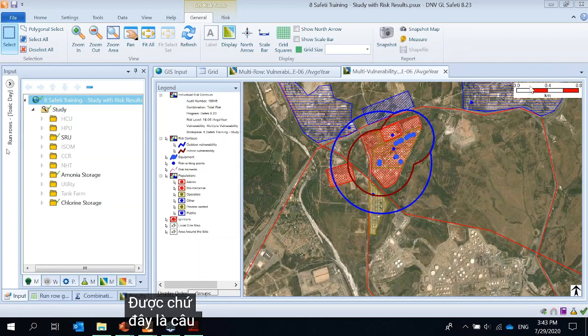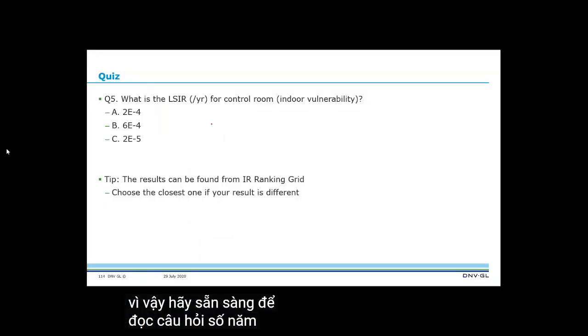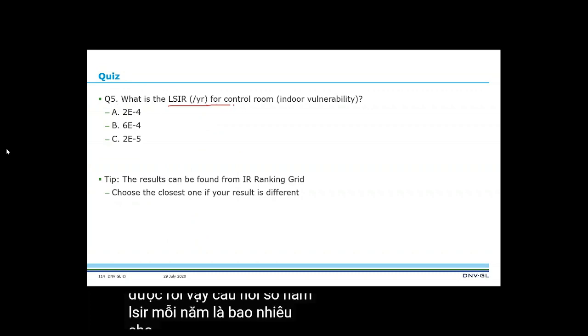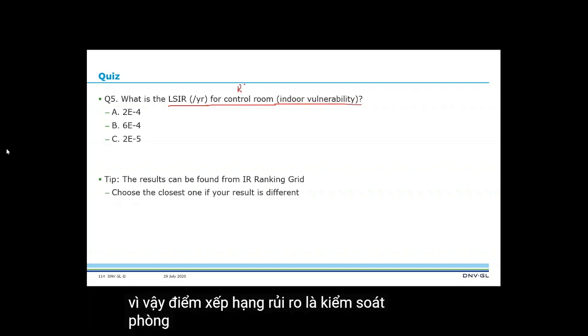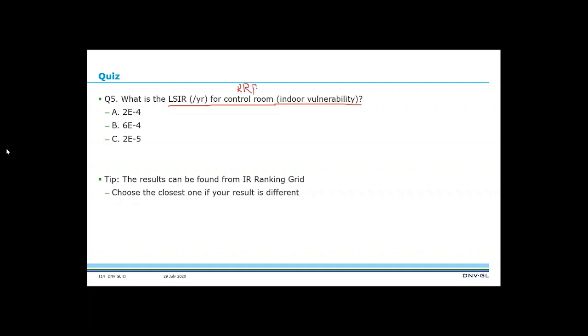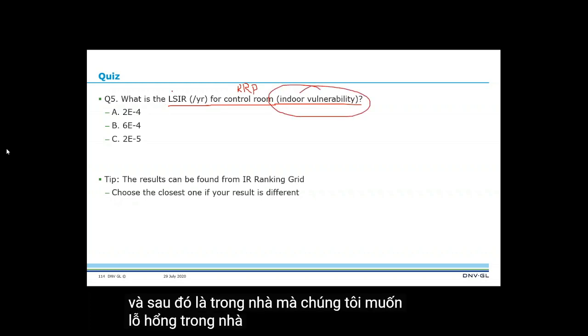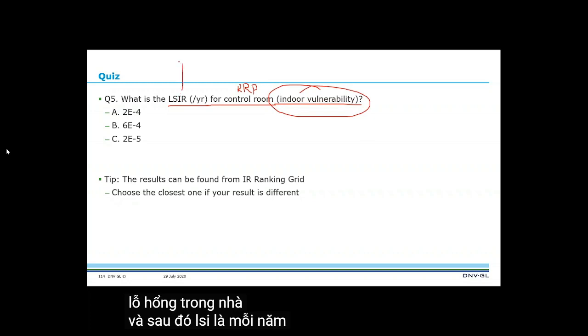Okay, here comes question number 5. So get ready to read question number 5. What is the LSIR per year for control room indoor vulnerability? The risk ranking point is the control room, and we want indoor vulnerability. The LSIR per year is referring to risk.